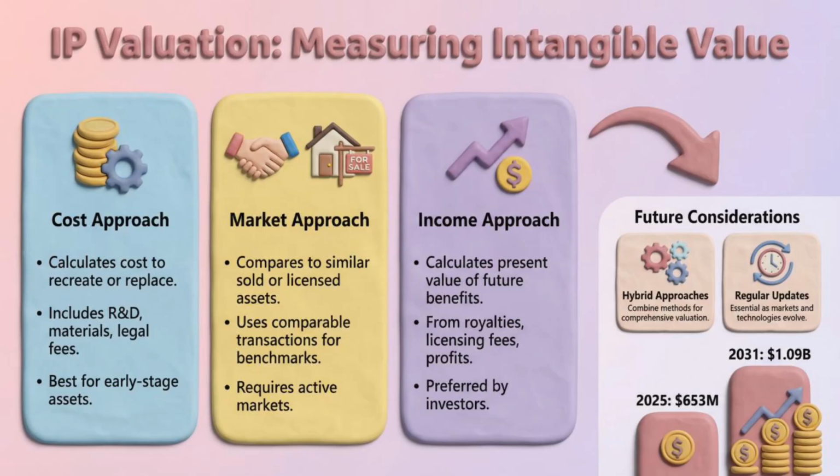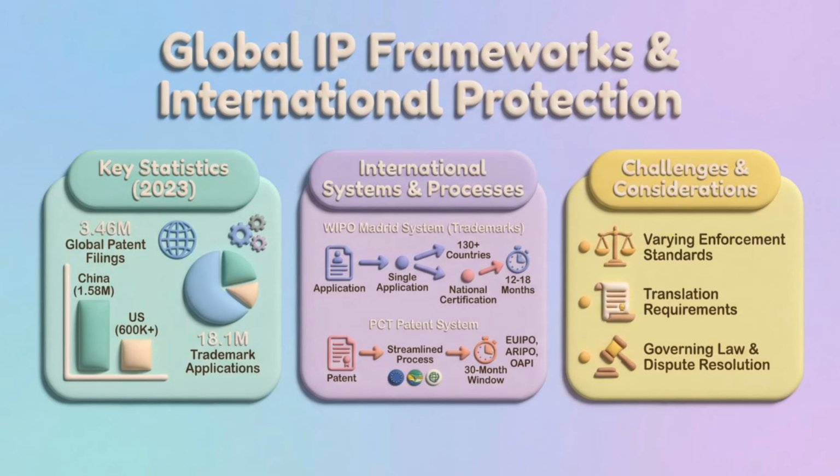in coming years. This slide presents global IP frameworks and key 2023 statistics, including millions of patent filings worldwide, led by China and the US, and tens of millions of trademark applications, reflecting intense filing activity. It also outlines international processes like the Madrid trademark system and the PCT patent route, while noting ongoing challenges such as varying enforcement, translation needs, and cross-border dispute resolution.